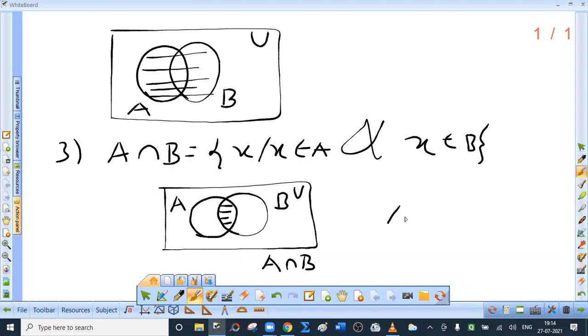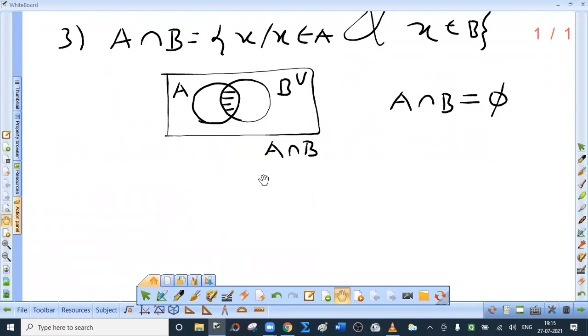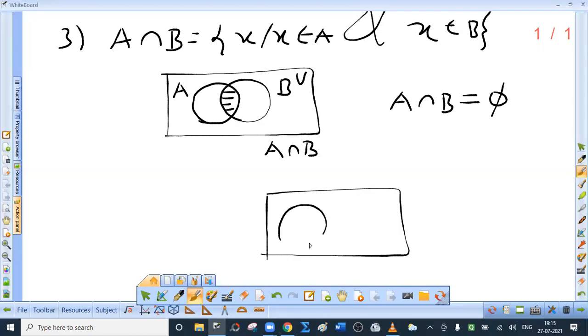Now if A intersection B is phi, then the sets A and B are called disjoint sets. Why? Because not a single element is in common. Suppose set A is the set of all boys in a class, B is the set of all girls in a class, then A intersection B is a null set, void set, empty set. In that case, the Venn diagram will be like this. So this is the representation of disjoint sets.